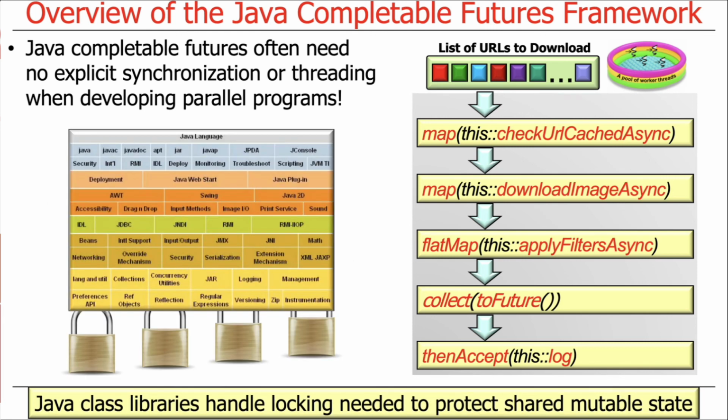The way that this is typically handled under the hood is that the Java class libraries handle the locking that's needed to protect shared mutable state. And this would include things like I/O. This would include things like concurrent hash map. So you can often push a lot of that synchronization detail into existing classes so you don't have to worry about dealing with those things yourself in your code, which is a really nice improvement over what you do if you programmed with earlier versions of Java.